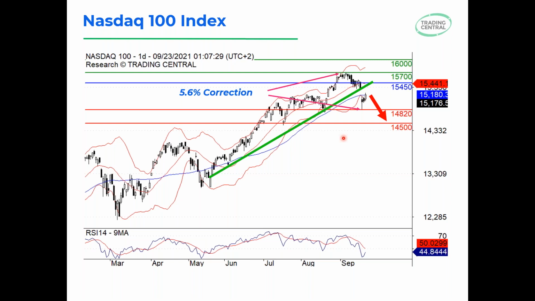5.6%. Okay. You know what? In a normal bull market, a pullback, a consolidation, or we can say a correction of about 8% is okay, it's normal. Now this time, up to now, we are seeing a 5.6% correction in tech stocks. Okay, I can say not a big deal for the moment.